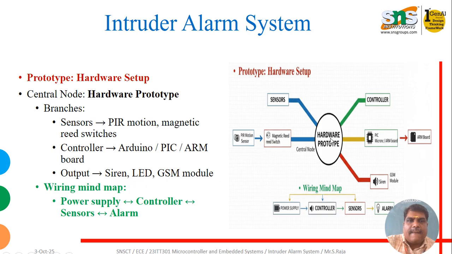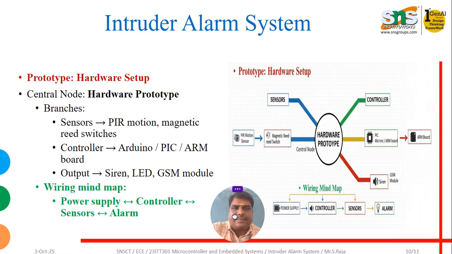In this picture, the hardware prototype consists of the input side, that is the sensors, and then the outputs, the GSM module or a siren. The controlling board is a PIC microcontroller or ARM board, either an 8051 or a programmable interrupt controller. In the wiring mind map, the power supply gives power to the controller, and the controller controls the sensor and alarm.